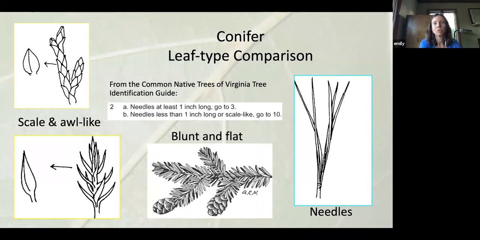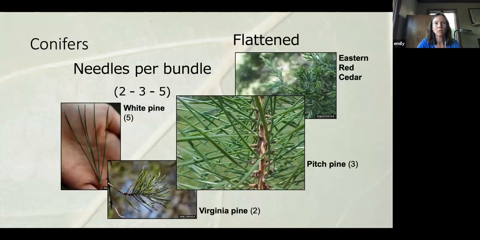So for our tree identification here, number 2, needles at least 1 inch long, go to number 3, or needles less than 1 inch long or scale-like, go to 10. So blunt and flat and scale and awl-like would all end up being number 10, and needles at least 1 inch long, you'd be going to 3, and we're going to look at some needles.